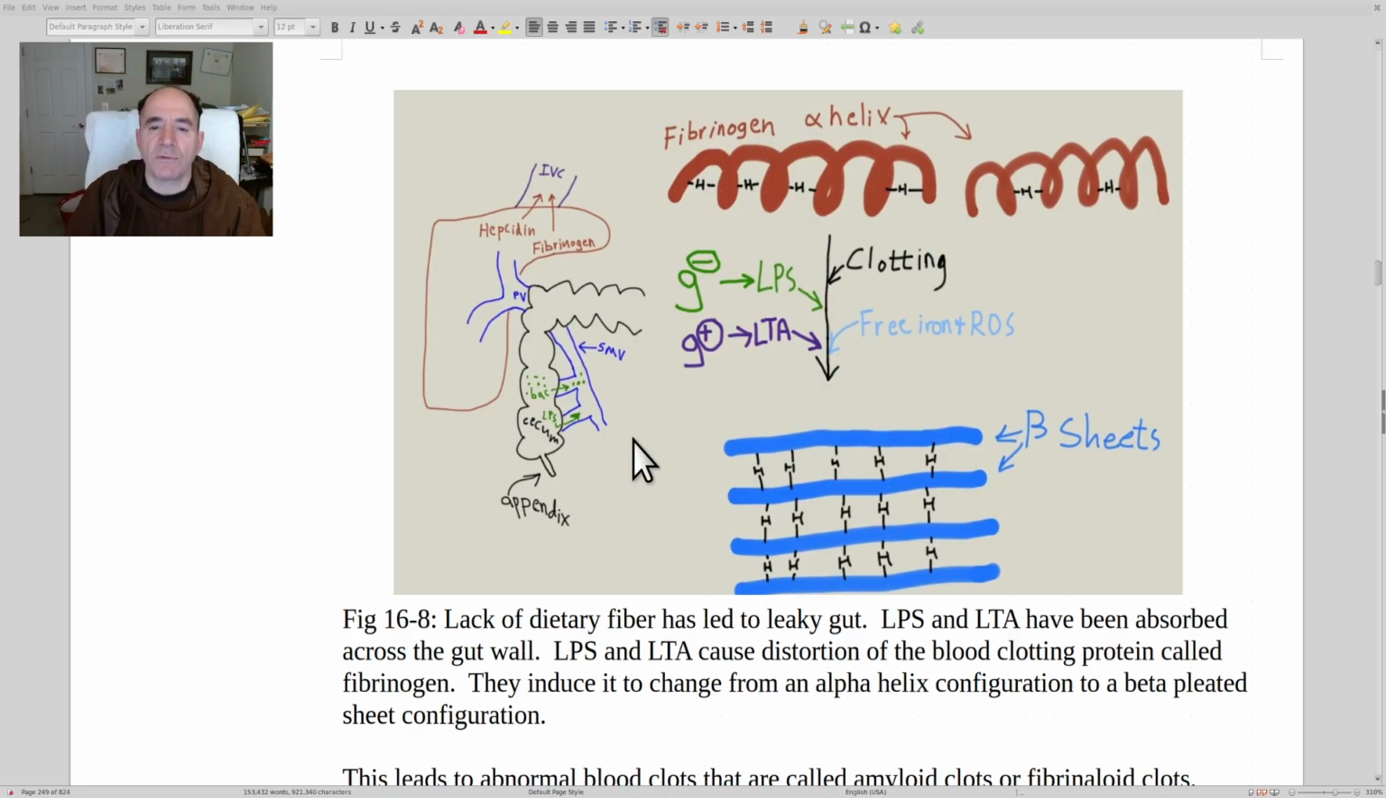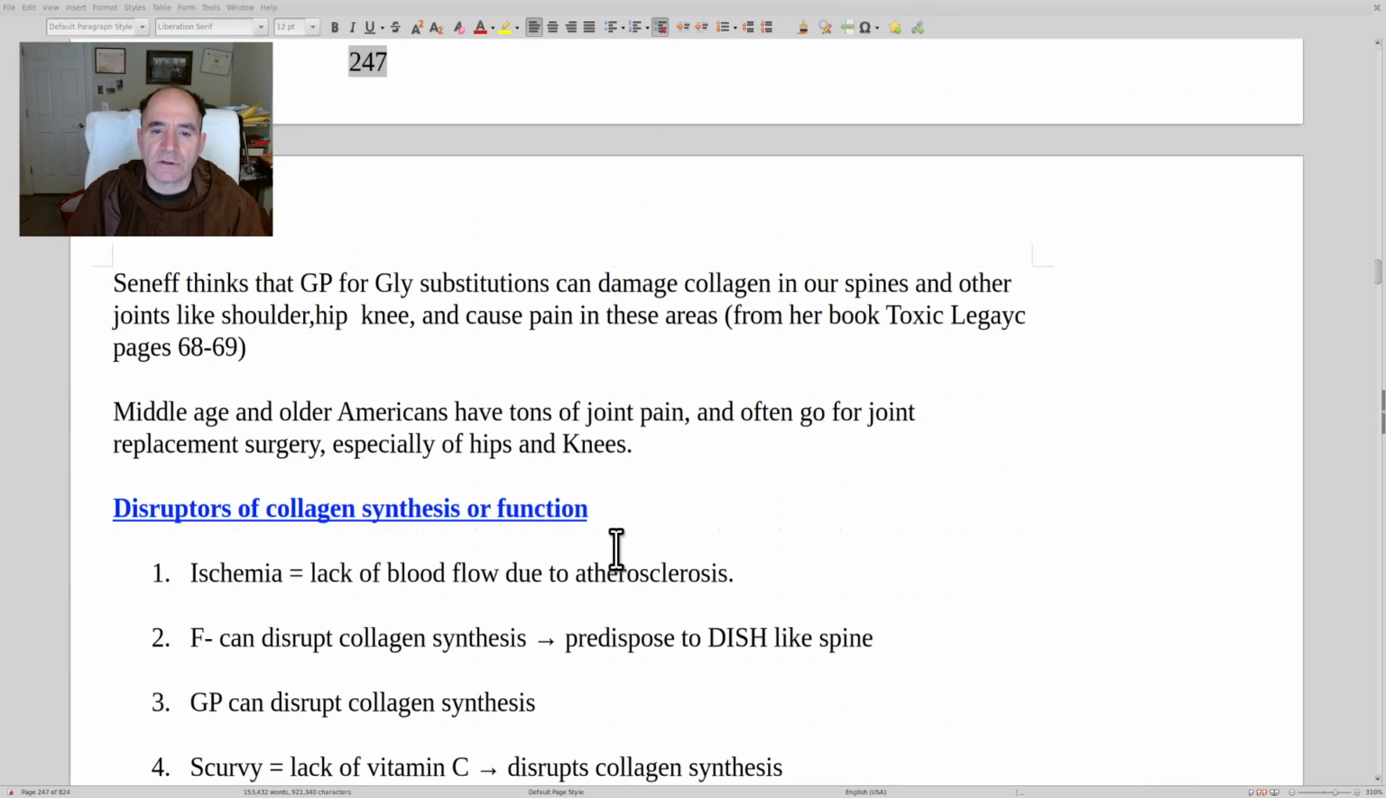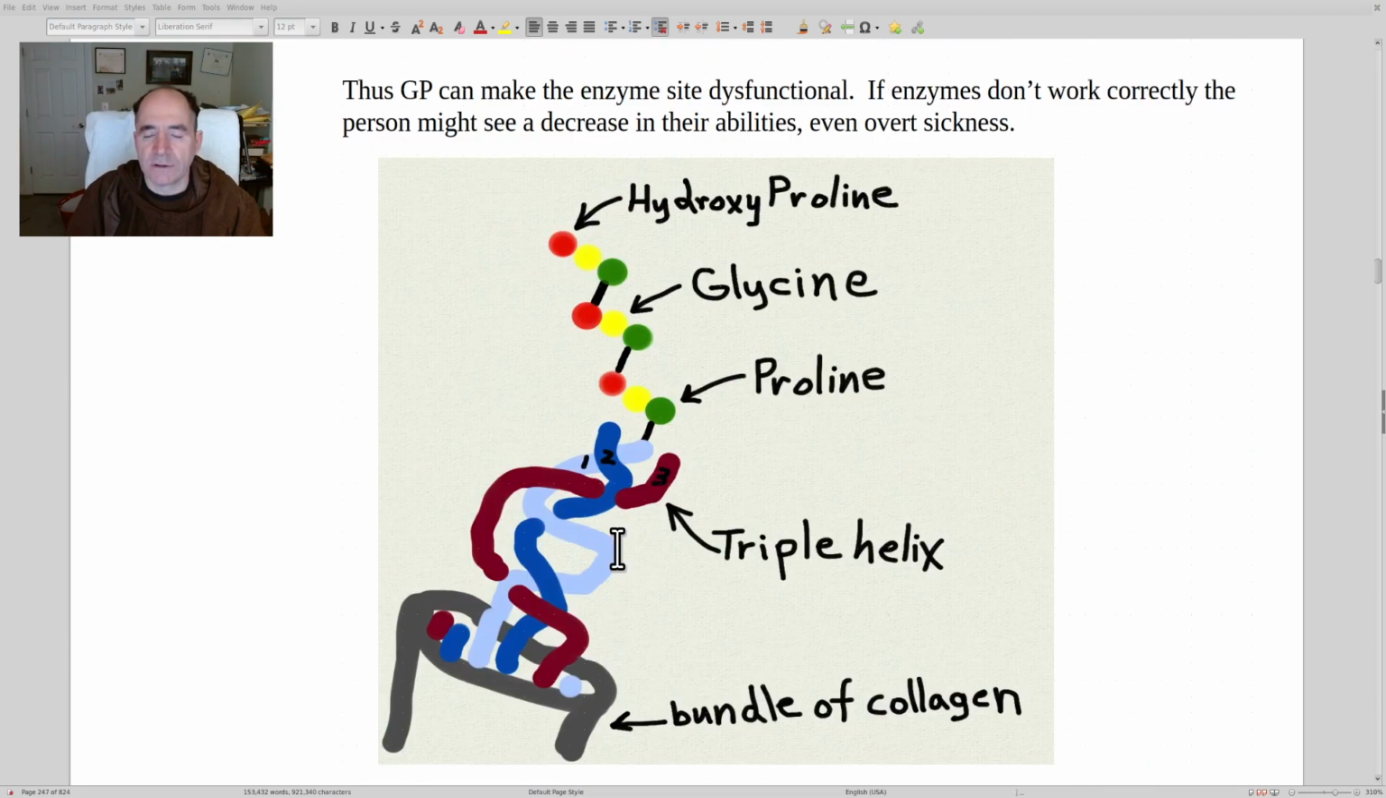So anyways, I hope this stuff was helpful, and the main stuff we covered for today was just leaky gut, the causes of it, and also the way GP can substitute for glycine and damage proteins, including super important proteins like collagen. So, hope that was helpful.